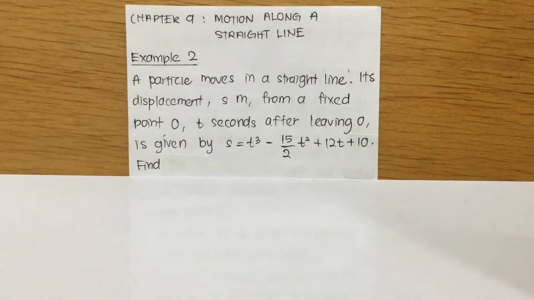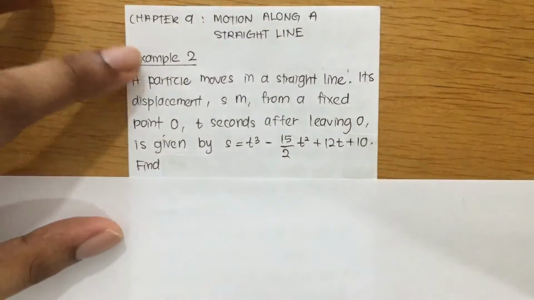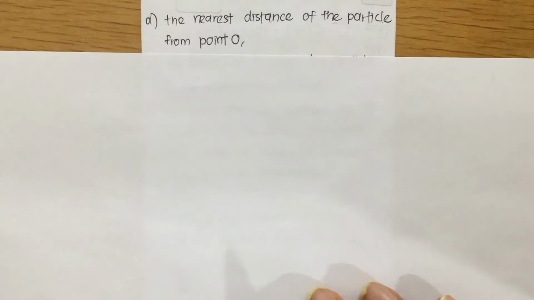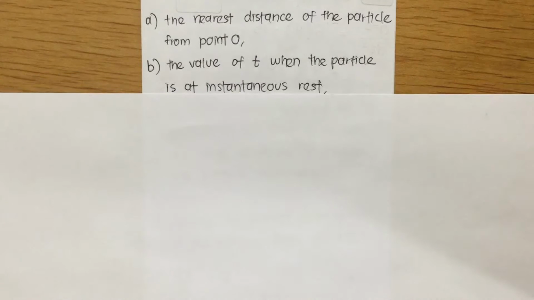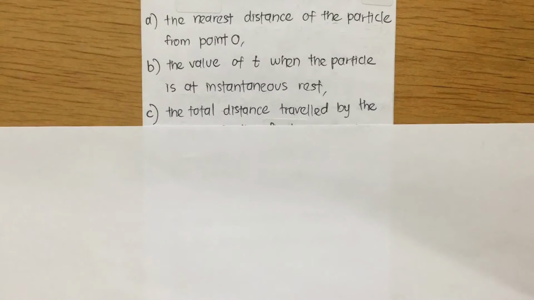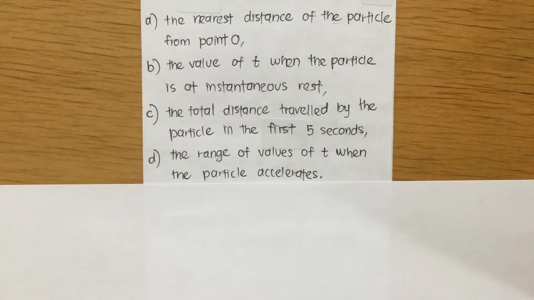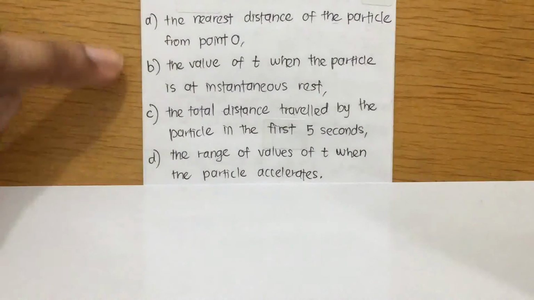Okay, let me read the question now. A particle moves in a straight line. Its displacement s meter from a fixed point O, t seconds after leaving O, is given by s equals t cubed minus 15 over 2 t square plus 12t plus 10. The question asks to find the nearest distance of the particle from point O, the value of t when the particle is at instantaneous rest, the total distance traveled by the particle in the first 5 seconds, and the range of values of t when the particle accelerates. So these are the respective questions, guys.